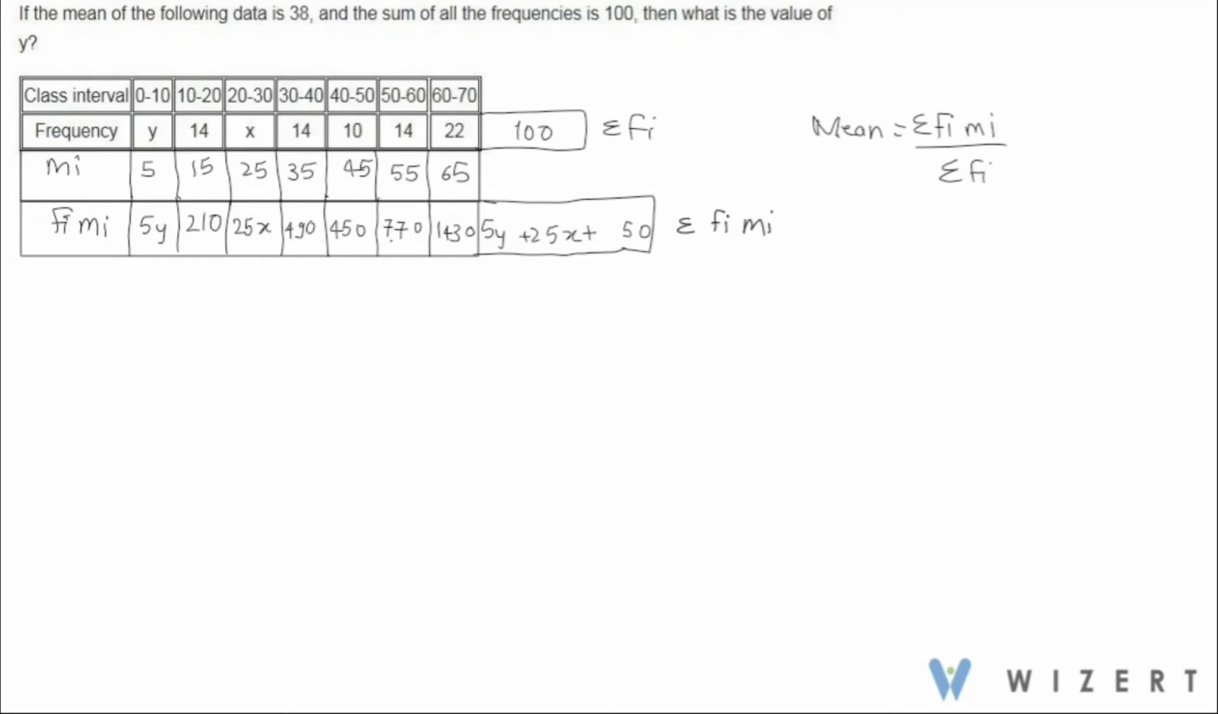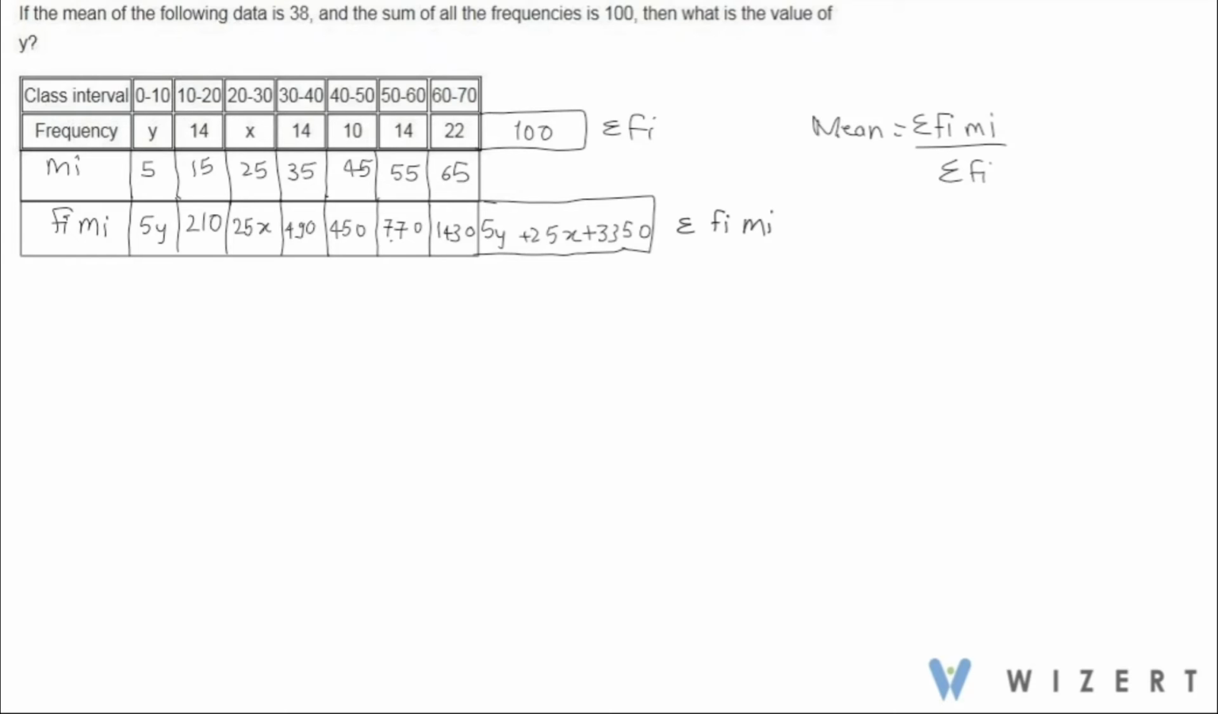2 will be carried, so 2 plus 4 is 6, plus 7 is 13, plus 4 is 17, plus 4 is 21, plus 2 is 23. Now 23, 3 will be here, 2 will be carried, so 2 plus 1 is 3. So we have 3350.